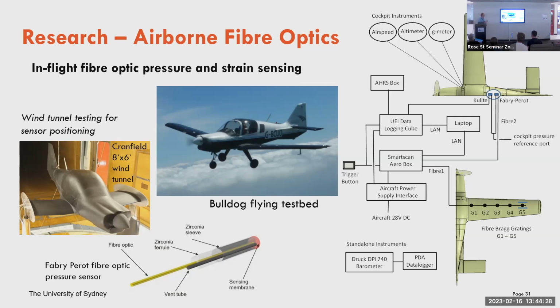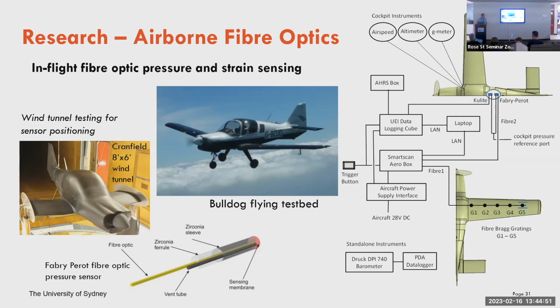Yeah, all right. So with the Bulldog, this aircraft Bulldog, we fitted fibre optics. We did a load of work here. We had a wind tunnel model, and we used the wind tunnel model to work out the best place for the sensors, because we had to be confident that the sensor pressure range was going to match what we're getting in flight. So we did a wind tunnel test.